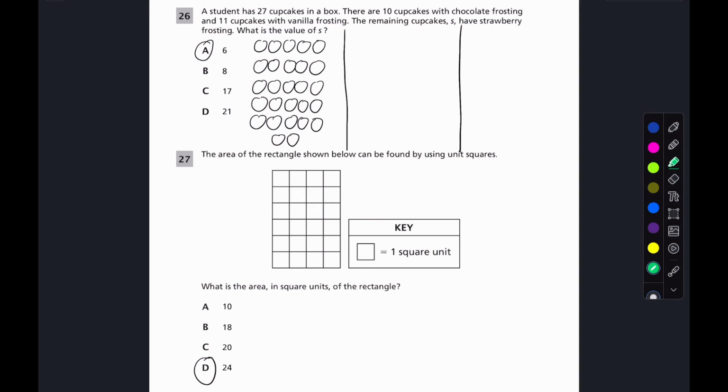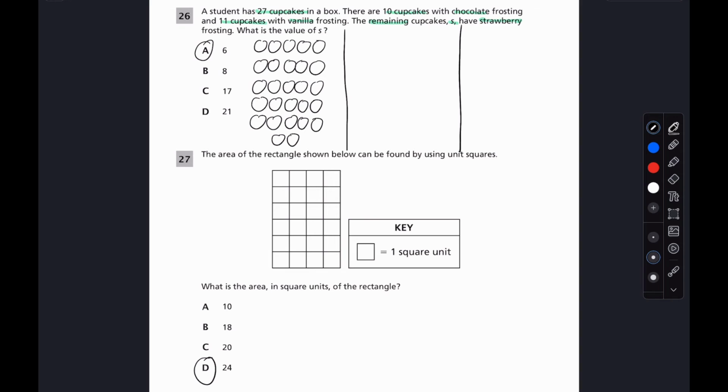Here's the problem. A student has 27 cupcakes in the box, 10 have chocolate frosting, 11 have vanilla, and the rest have strawberry. So one way you can solve this is to draw all 27 circles. And if you have no idea how to start a problem like this, you can do this and represent all 27. It's a lot of drawing and it takes time, but this is an untimed task. This is not the fastest strategy, but it's a great starting point if you really struggle with stuff like this.